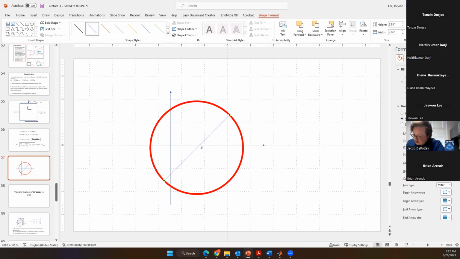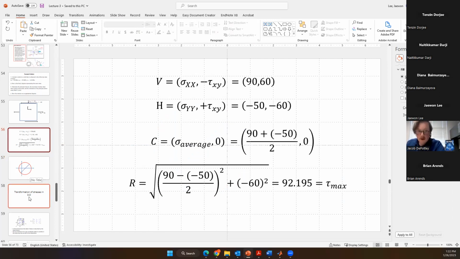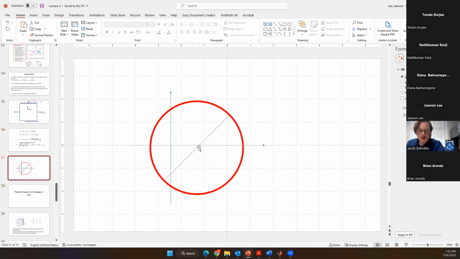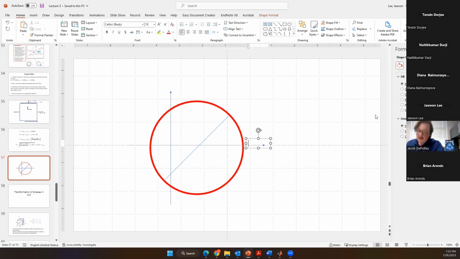This is the center, I think. So C is 20, 0. Then we can calculate R. This is the max point, this is sigma 1, and this is sigma 2.